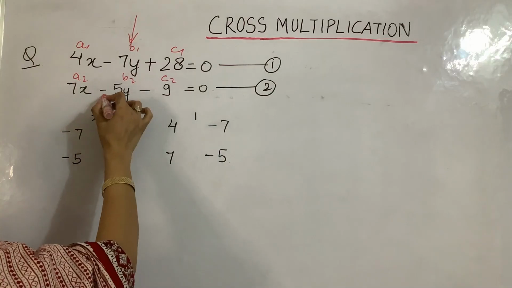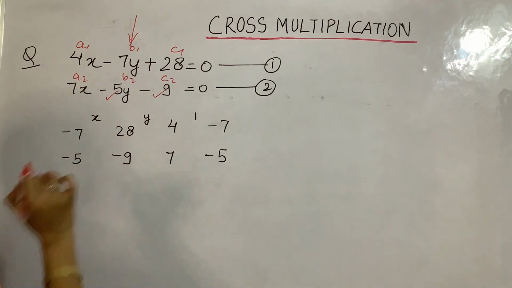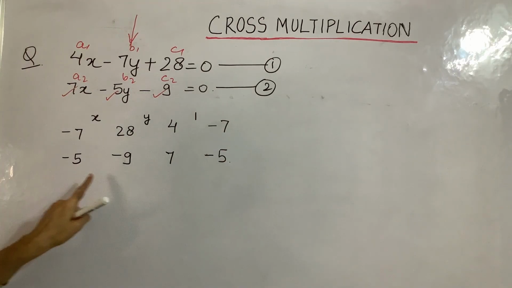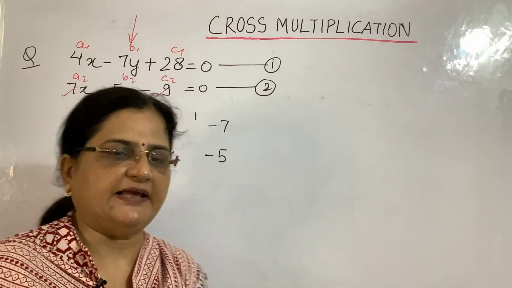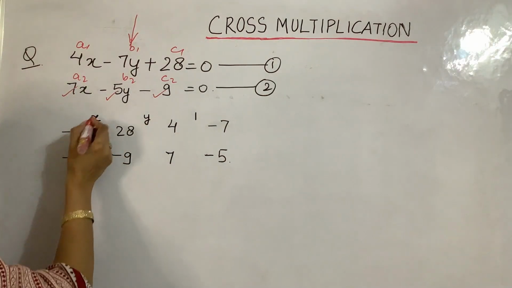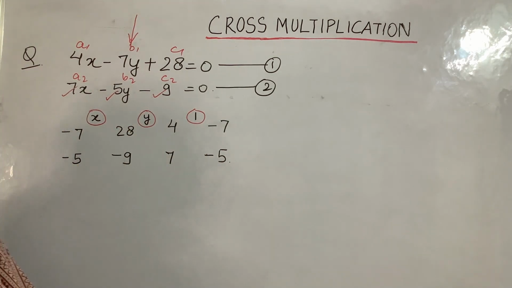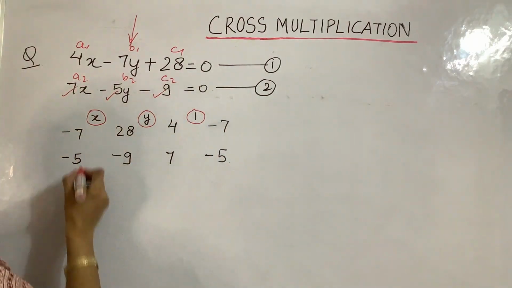You have done this. Now whatever is left is 4 and 7. And come back to where we started from. So write down minus 7 and minus 5. And between these write x, y and 1. Now the pattern making. So how do you make the pattern?